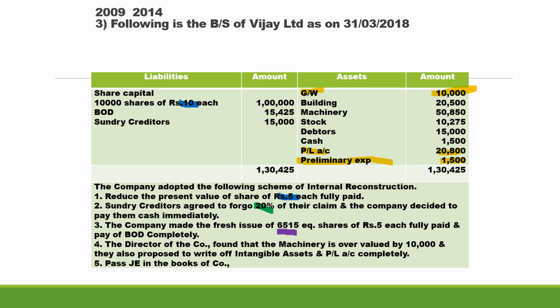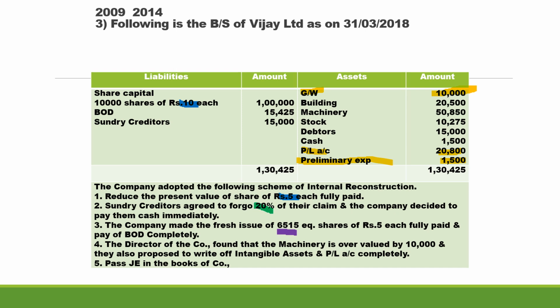And pay BOD completely, immediately the BOD has to be paid. The directors of the company found that machinery is overvalued by 10,000. It's called depreciation. In accounting language, overvalue is called depreciation. And they also proposed to write off intangible assets and PL account completely. Intangible assets means goodwill and prelim expenses.